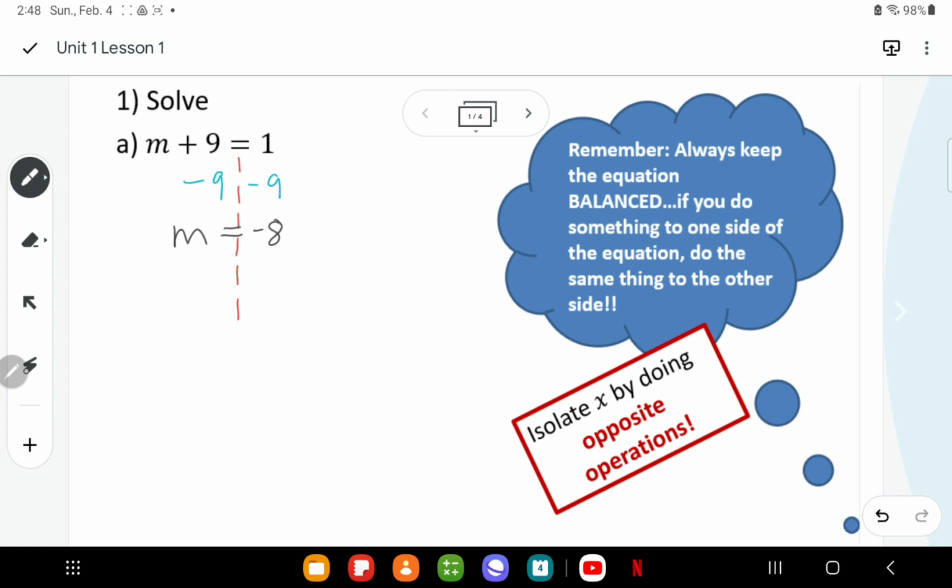So all of the ones we're going to do today are just like that. Different operations, doing one step, one opposite operation to get a variable all by itself.